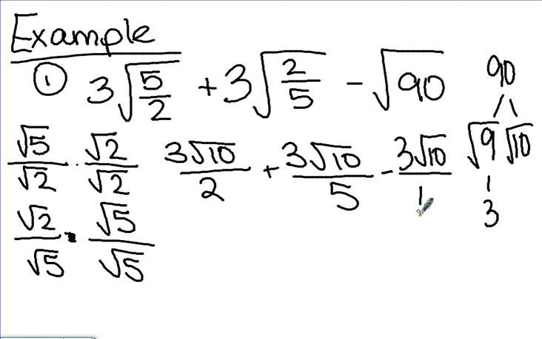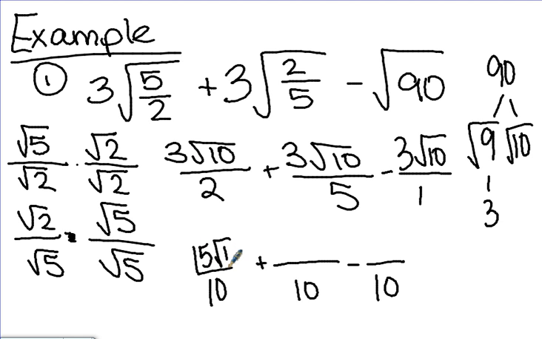Now what we want to do is go ahead and add, finding a common denominator. So a common denominator between 2 and 5 is 10. So we're going to change everything to have a denominator of 10. Well, 2 times 5 gives me 10, so I'm going to do 3 times 5, which will give me 15 root 10. 5 times 2 gives me 10, so I'm going to do 2 times 3, which is 6 root 10. And 1 times 10 is, of course, 10. So I'm going to do 3 times 10, which is 30 root 10.